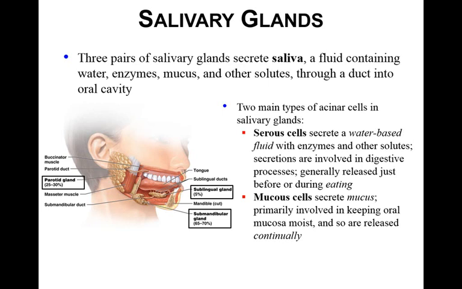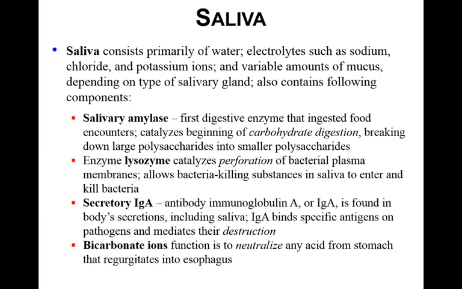There's 2 main types of cells in the salivary glands: serous cells and mucus cells. The serous cells are water-based fluids with enzymes. They're generally released either before or during eating. And then your mucus cells secrete mucus, and this is basically trying to keep the oral mucosa moist, and these are released continually. Back in the serous cells, that fluid has digestive enzymes, which are going to help start that process.